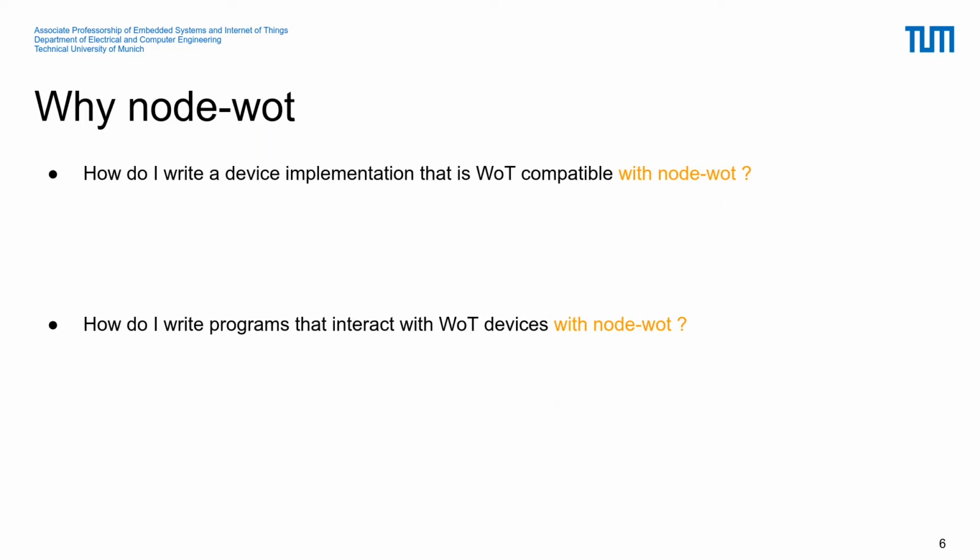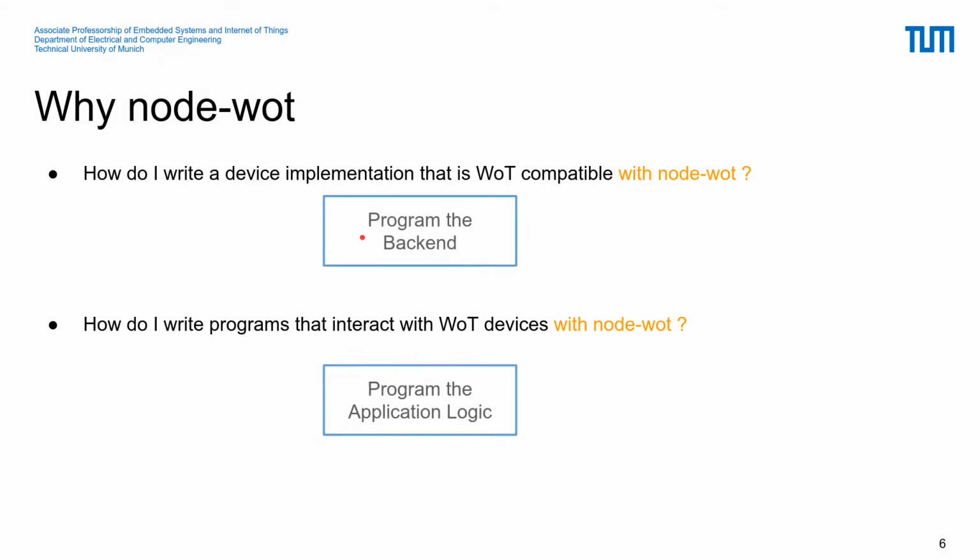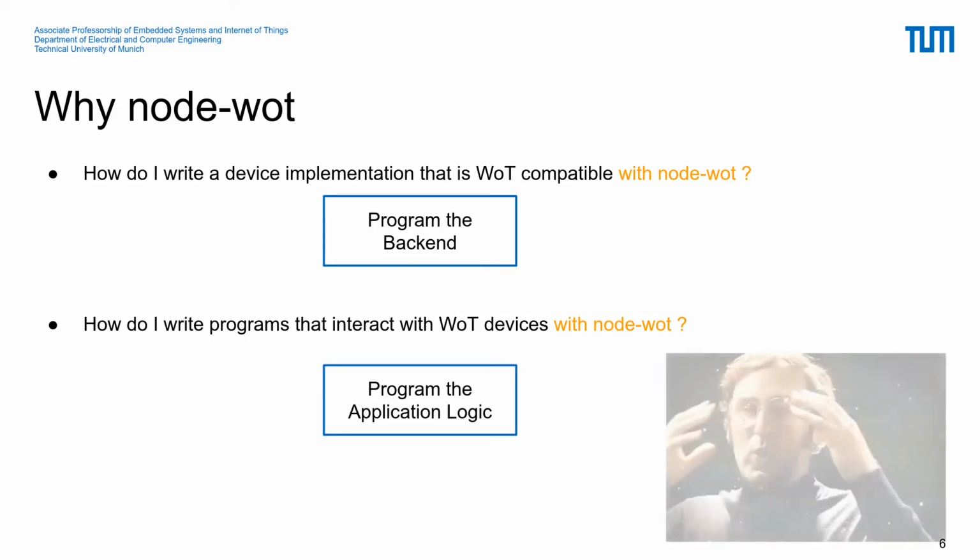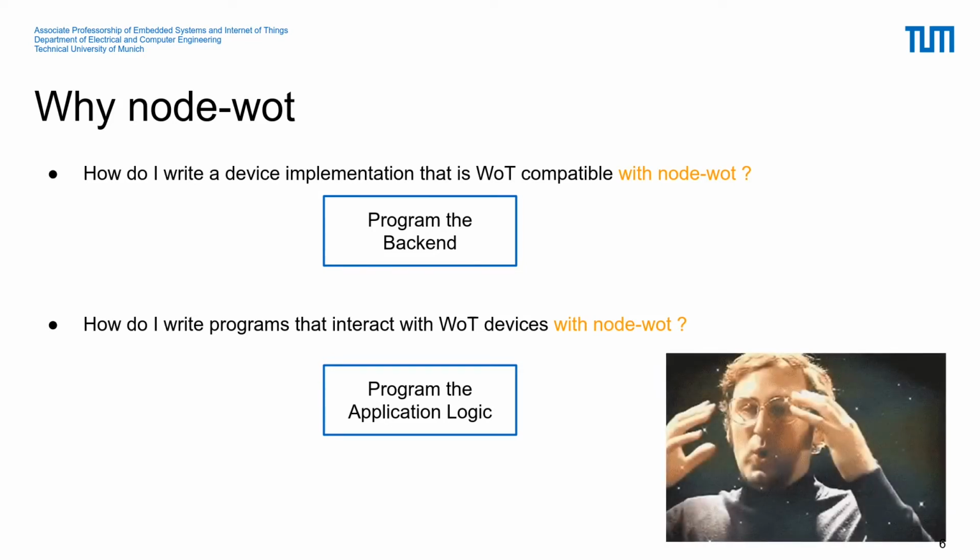So how do I now write these device implementations and consumer implementations with node-wot? You just simply program the backend and you just simply program the application logic. It really is that simple. And we are able to do this since node-wot is meant for Web of Things, and it uses the thing description to facilitate all these steps.